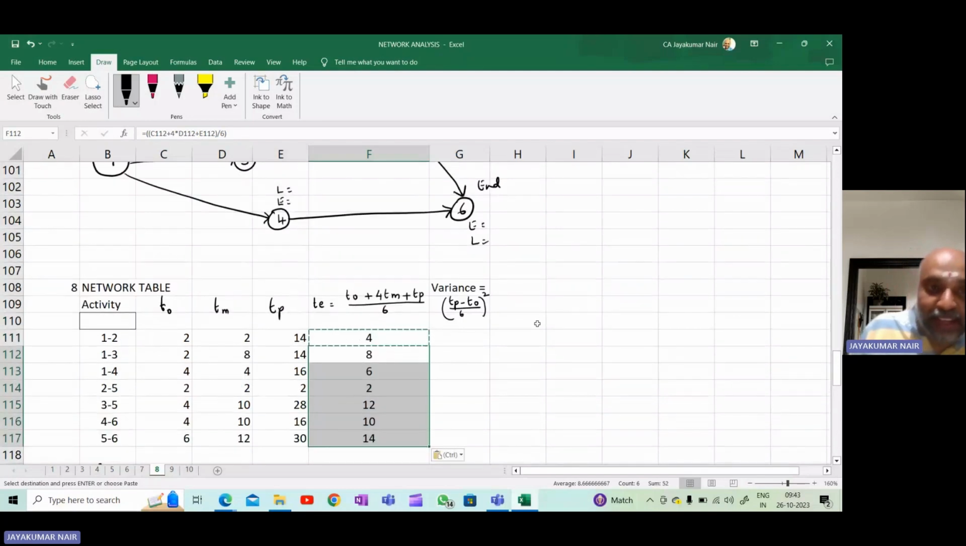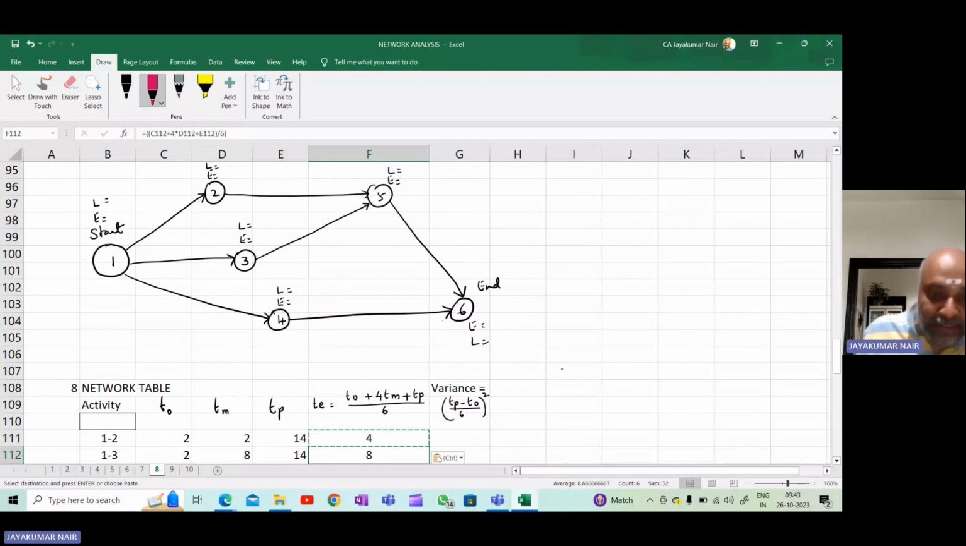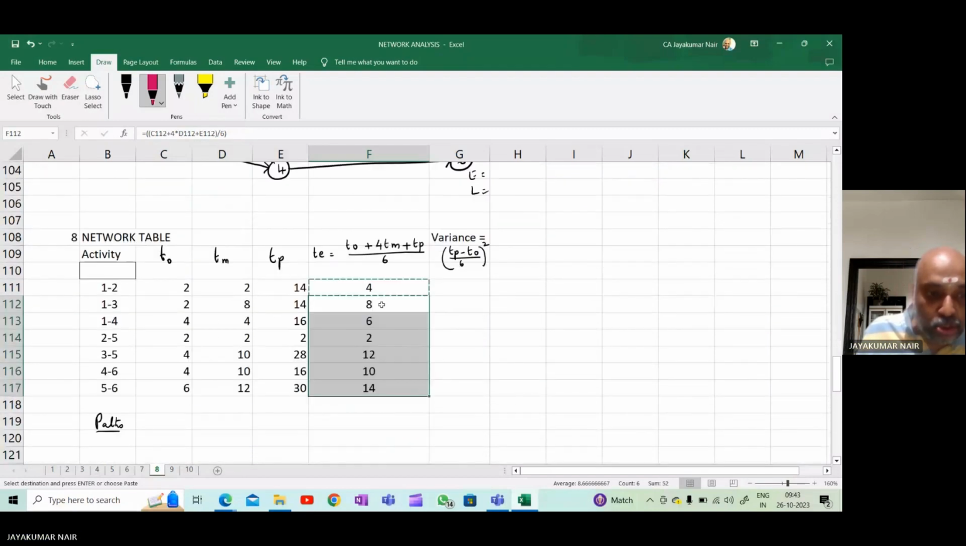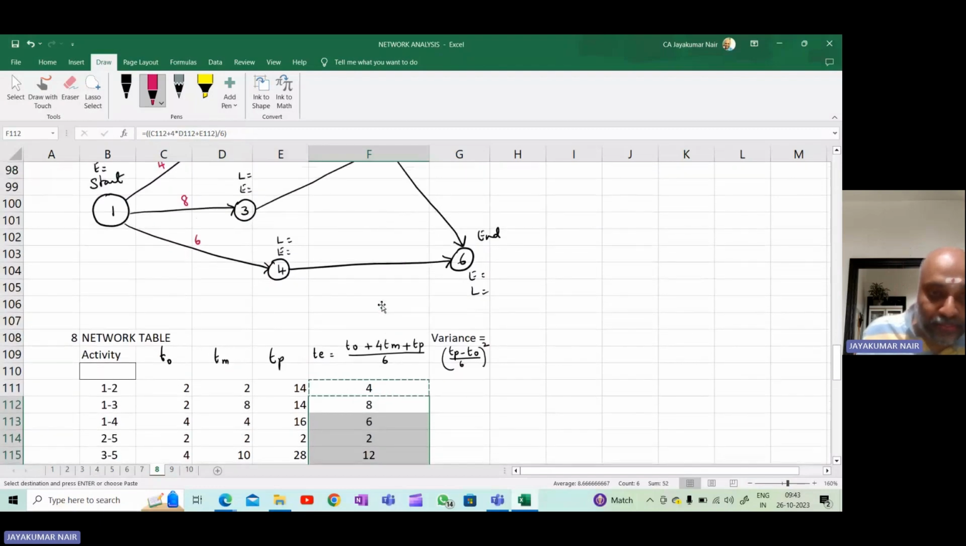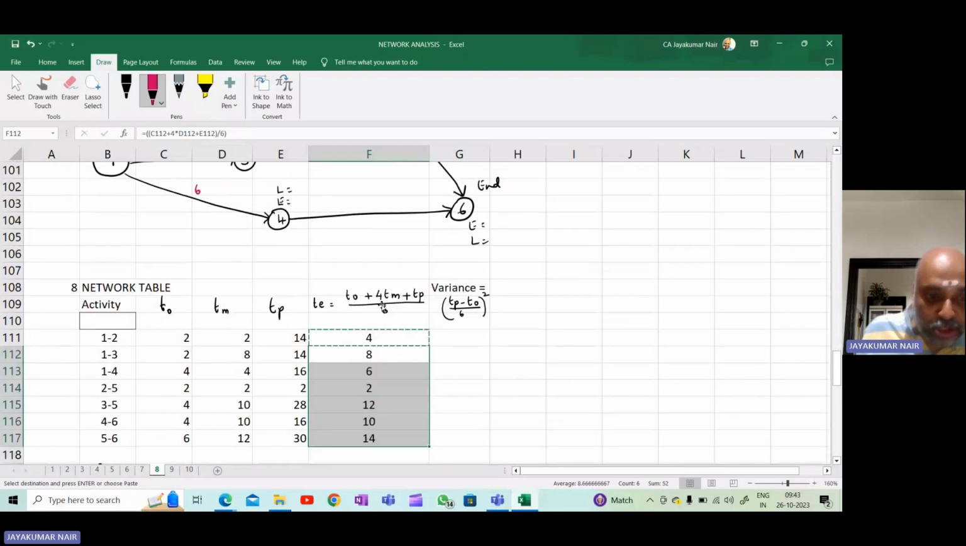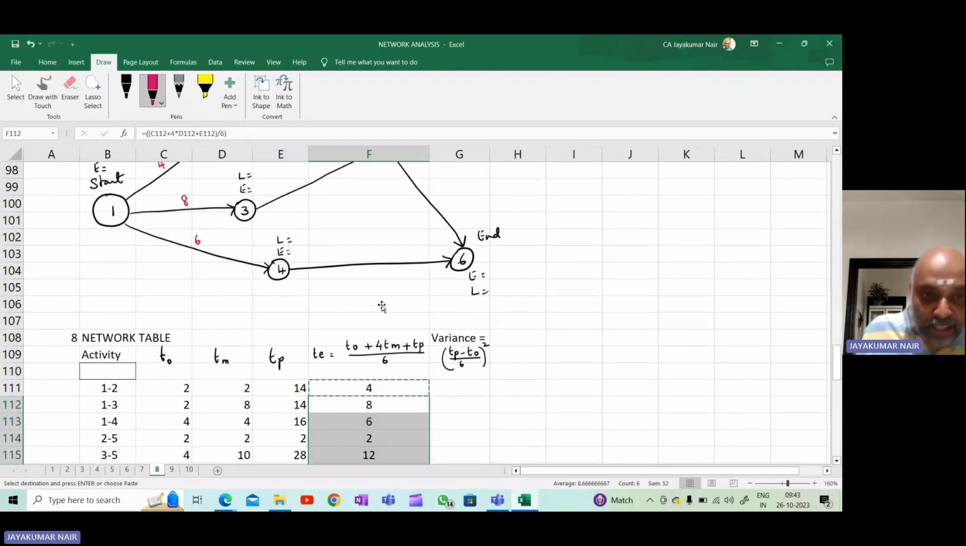Now these I will incorporate in my network. So activity 1-2, the duration is 4. 1-3, it is 8. 1-4, it is 6. 2-5, it is 2. 3-5 is 12.